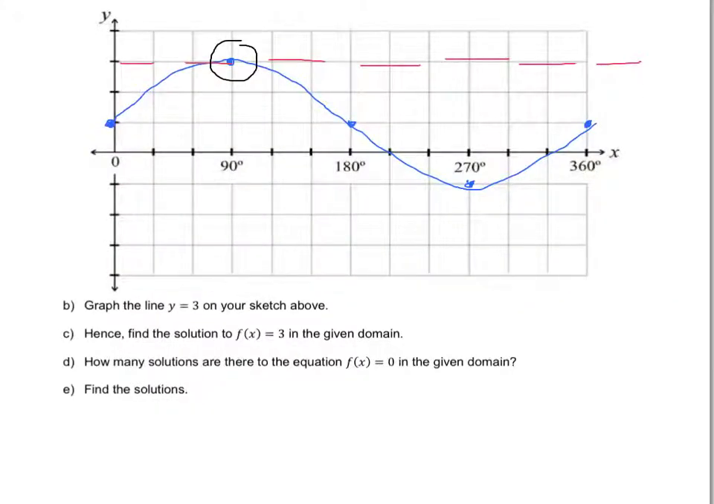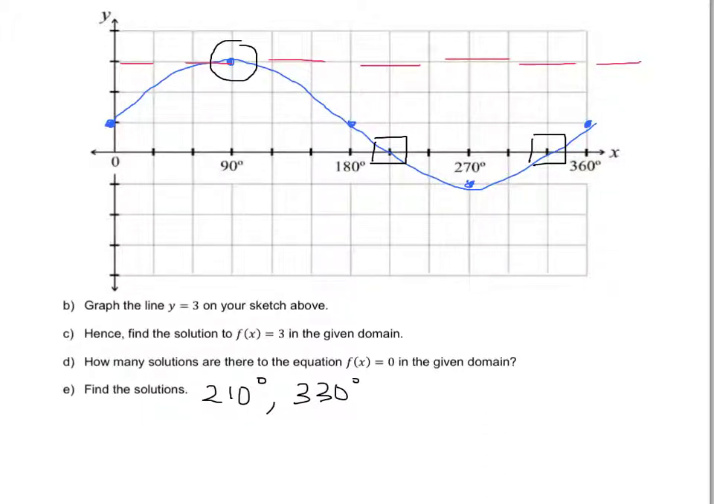Part C asks me to find where the f of x, so the function in blue, intersects 0 or hits the axis. So that's at this point here and here. So it asks me how many solutions there are. There are 2 solutions. And then it says find the solutions. Because my graph is accurate, I can read off the graph and tell you that my answers are going to be 210 degrees and 330 degrees.